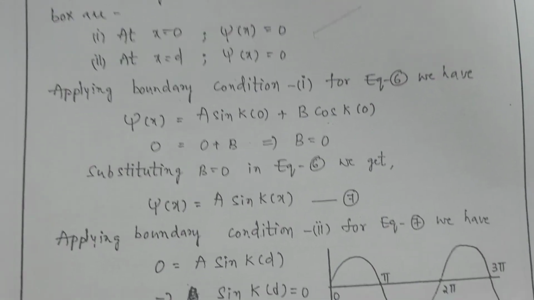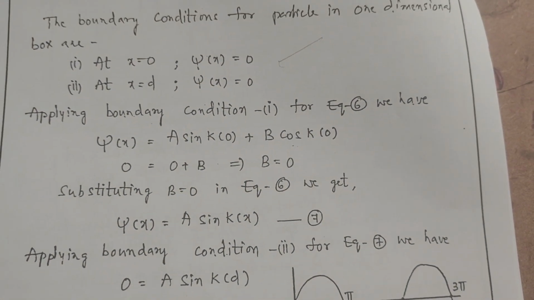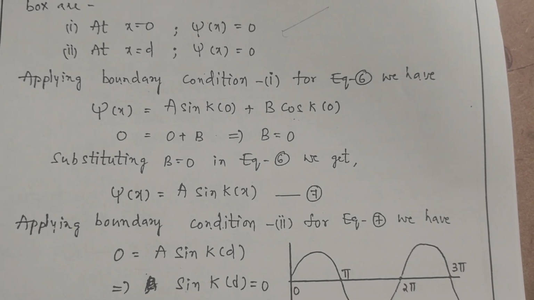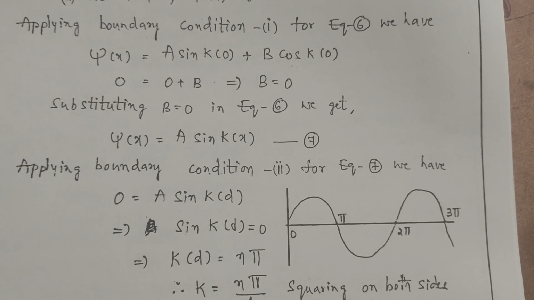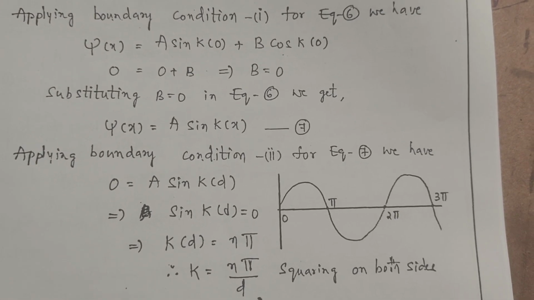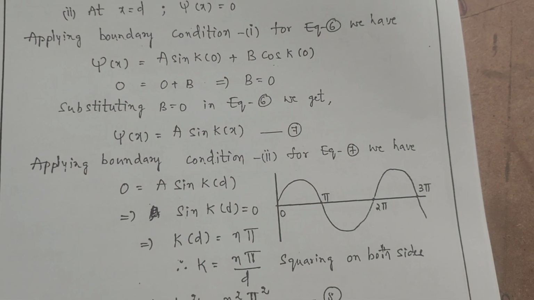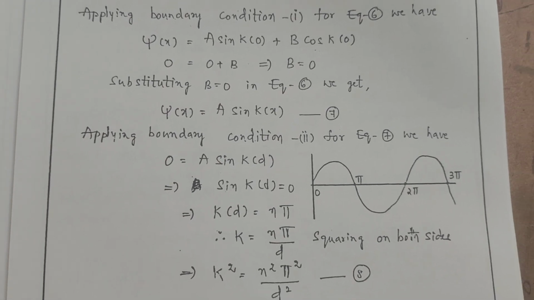Then we get psi of x is equal to 0 when x is equal to 0, and then we get the equation in this way. Then b will be 0, and if we substitute this b in equation number 6, then we get equation number 7 as psi of x is equal to a sin kx.